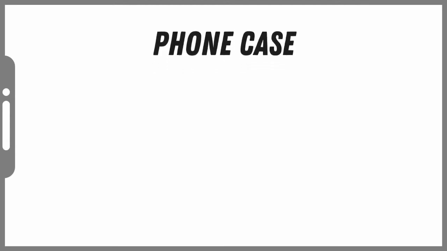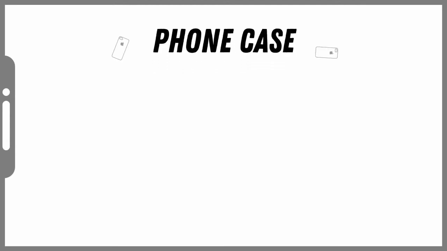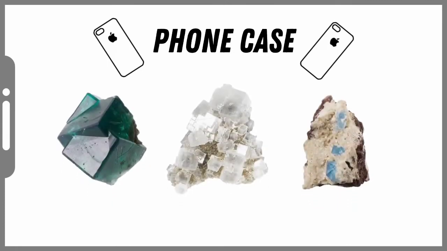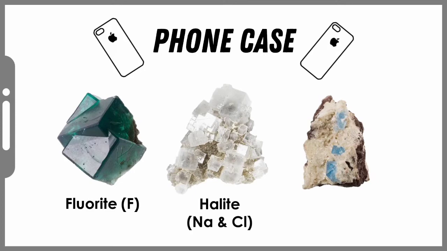First up is phone case. So in phone case, we have these minerals. We have fluorite that contains the element fluorine, halite that contains the elements sodium and chlorine, and dolomite which contains the element magnesium.